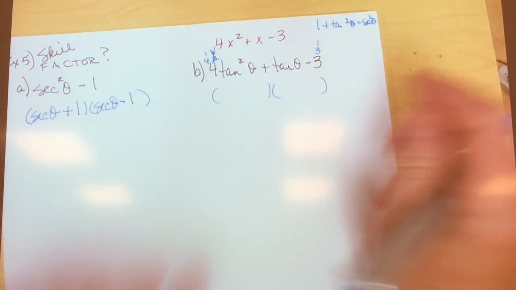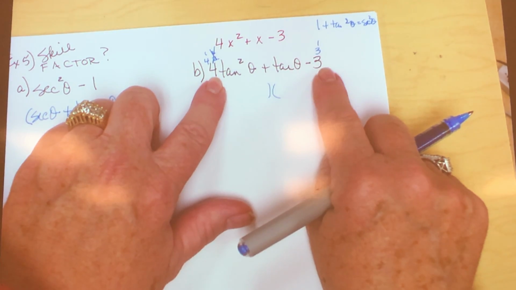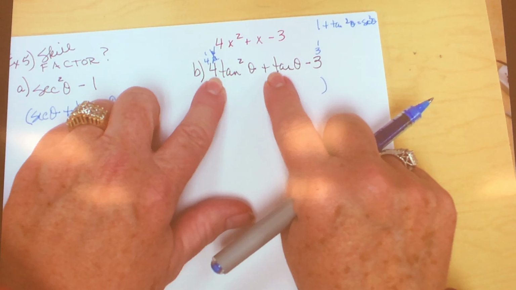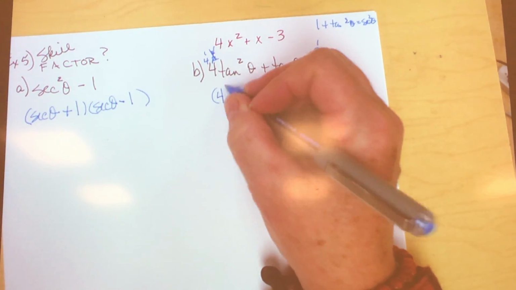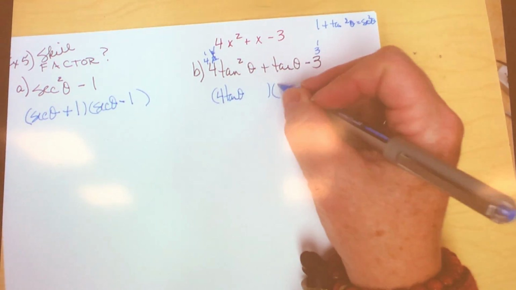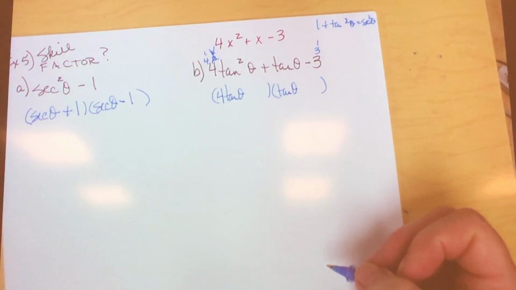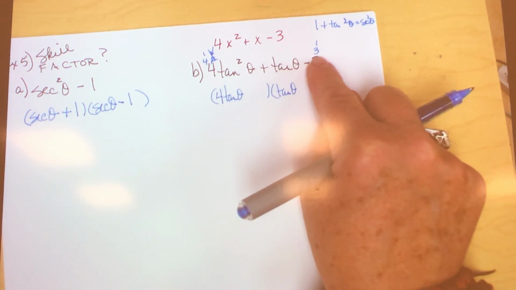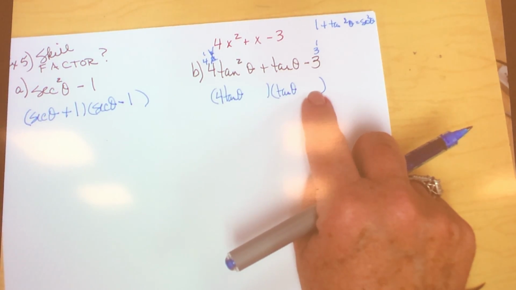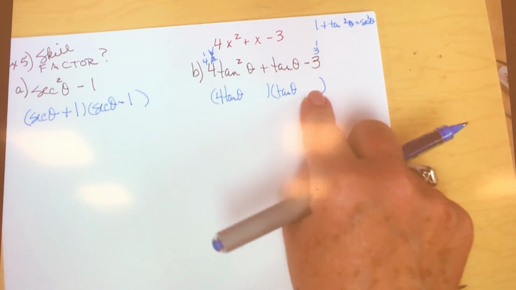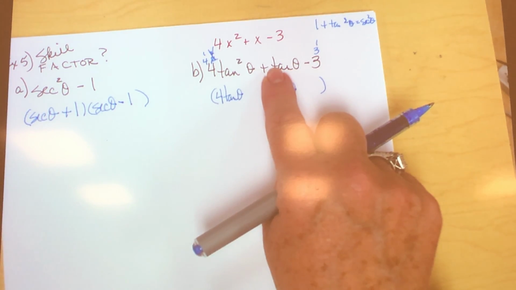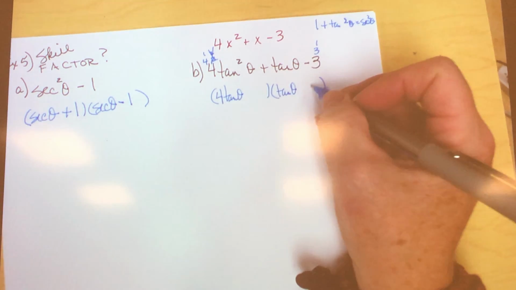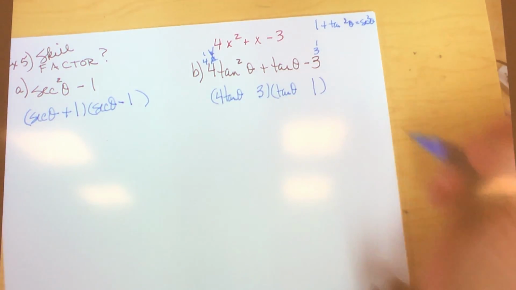My brain looked at the 4 and 3 and said, whoa, you can subtract 4 and 3 and make 1. So obviously this factors into 4 tan theta and 1 tan theta. I'm using 1 and 3. Do I put the 3 right here? No, because that's going to make 12 and 1. Does that subtract to be 1? No. So put the 3 right here and the 1 right here.